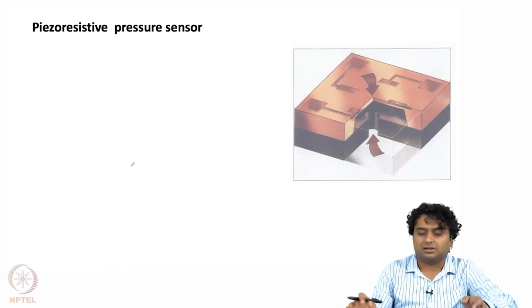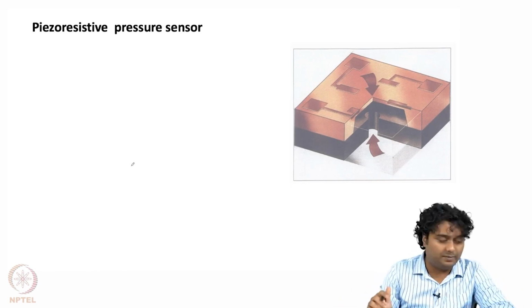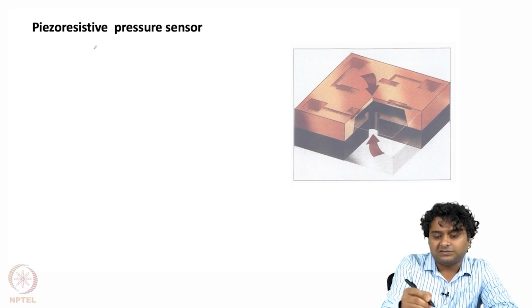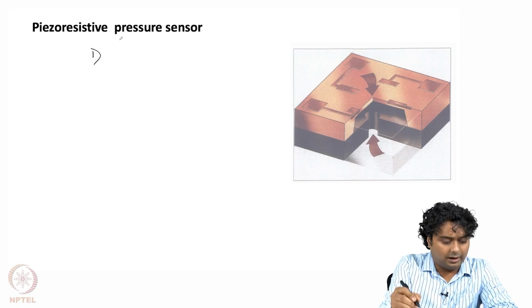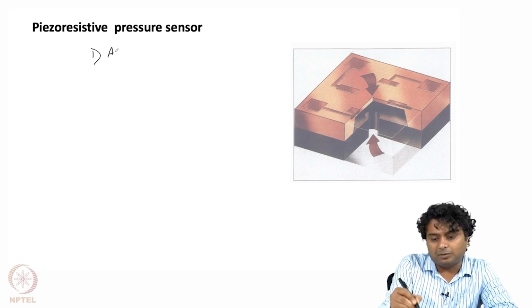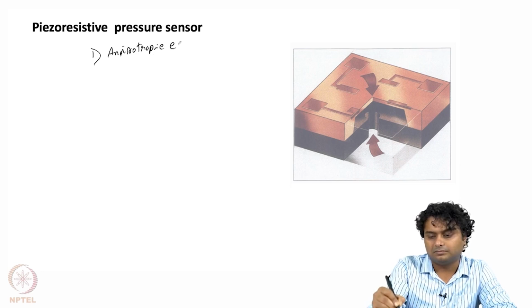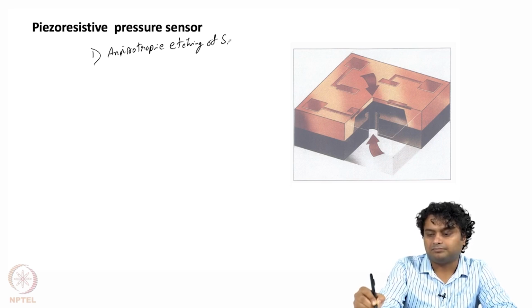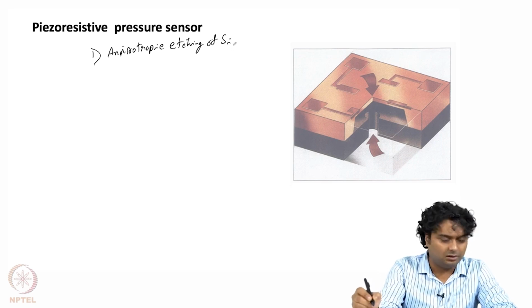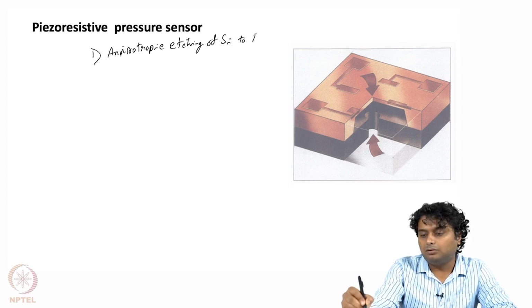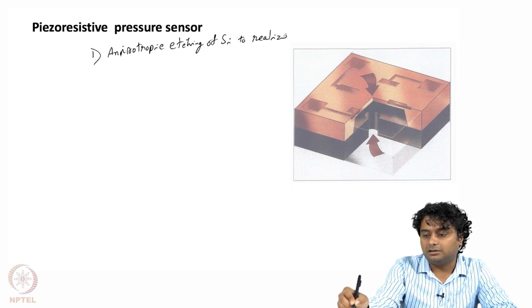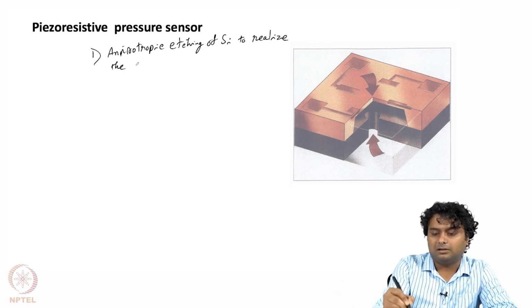So, this is the pressure sensor we are talking about. Now, how can we make it? There is a step by step process we need to follow. The first step is anisotropic etching of the top silicon to realize the membrane.